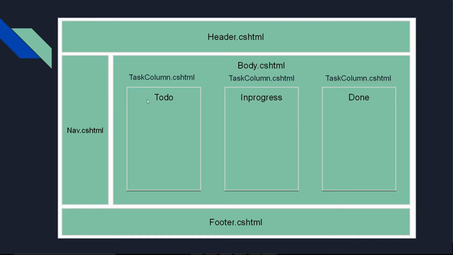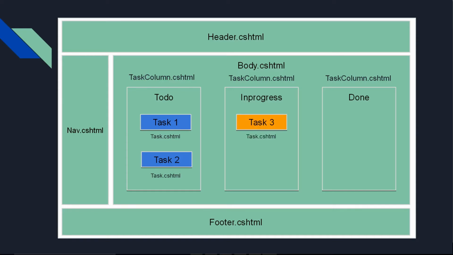Whatever you can see here is a particular component, and this one is named the task column. Every column contains tasks. Here, in the to-do column are task 1 and task 2, in progress is task 3, and in done is task 4. These can be components also. I marked this as task.cshtml. So every task you can see here is a component, or we can make it a component, I would say.